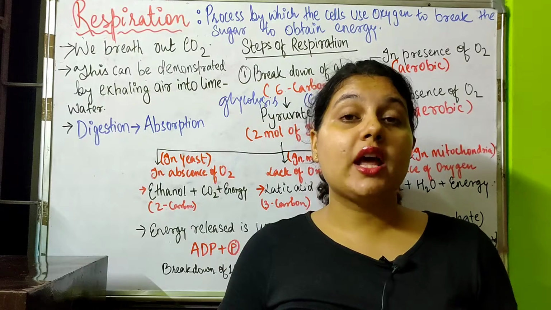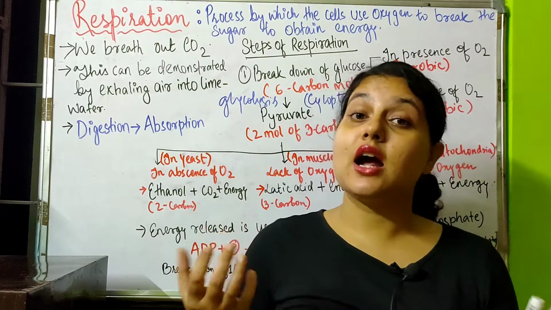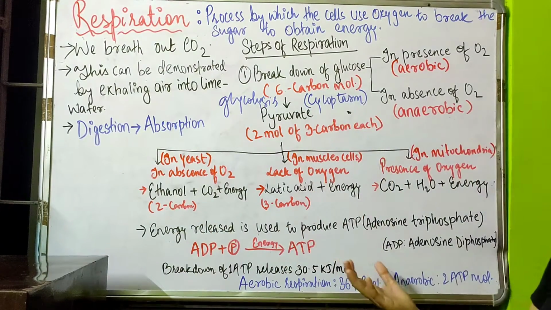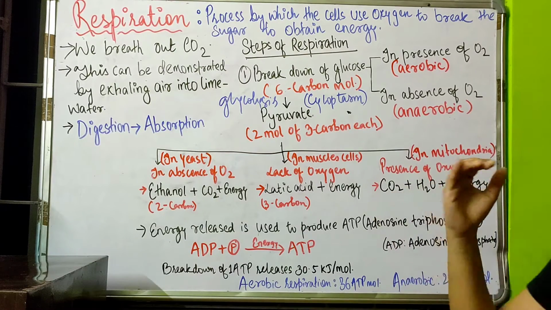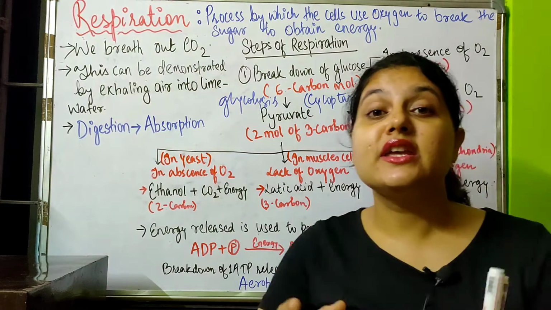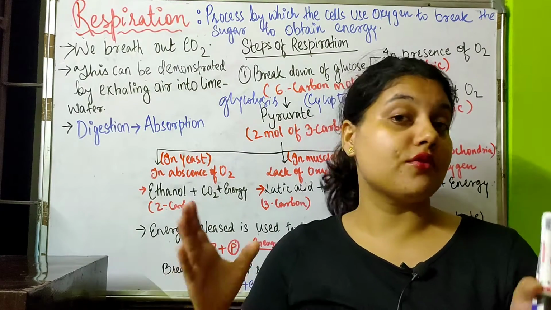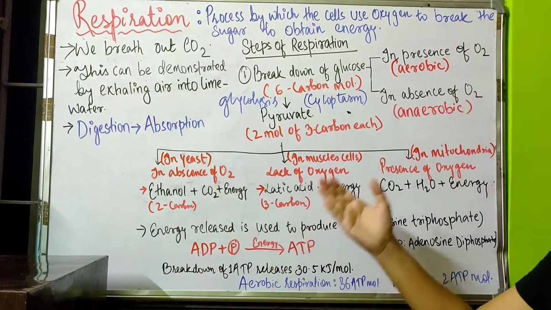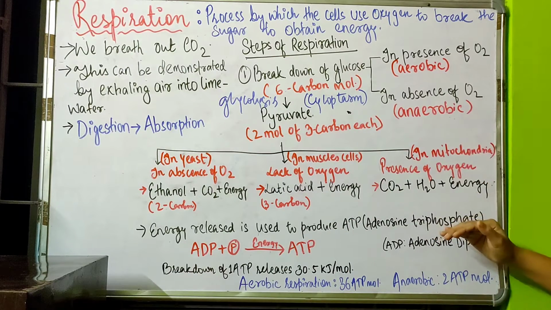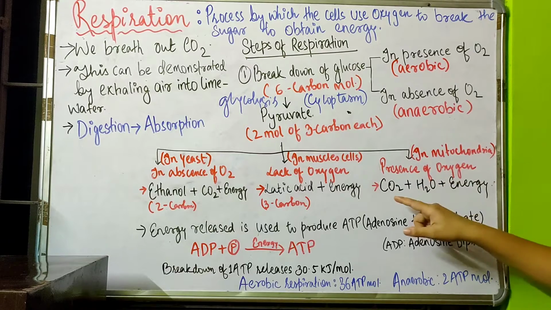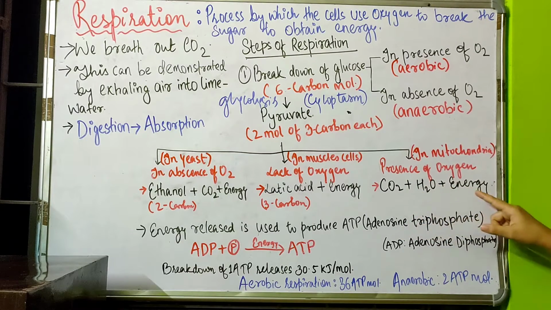In that case, what happens? The muscle cells start respiring in the absence of oxygen itself. And what does it produce? When our muscle cells start breaking down glucose in the absence of oxygen, they will produce lactic acid and energy. In the normal cells of our body, they respire in the presence of oxygen and will produce CO2, H2O and energy.